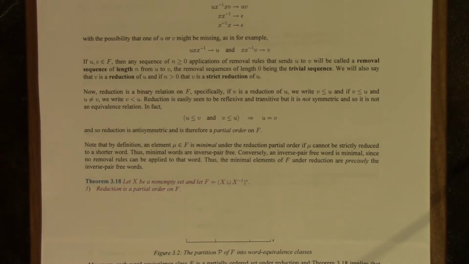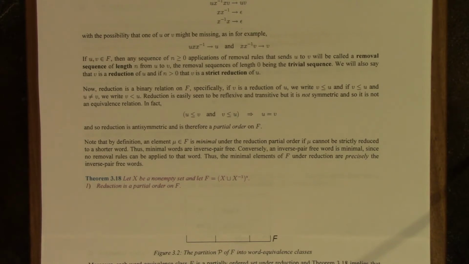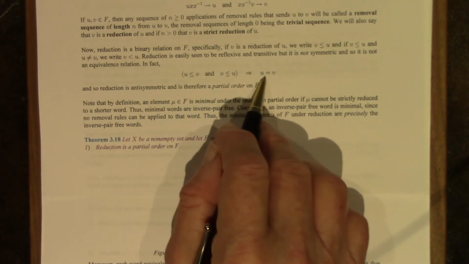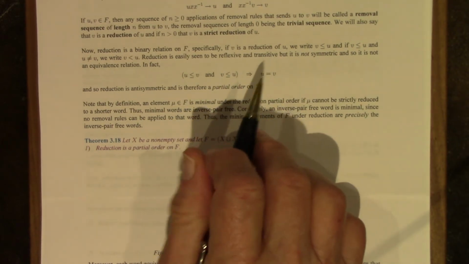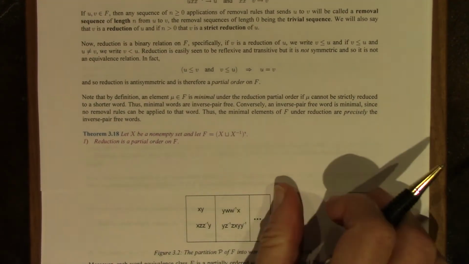So reduction is anti-symmetric and therefore a partial order. And I will leave you to think about a proof for this. Okay. You can think in terms of the lengths of the words.